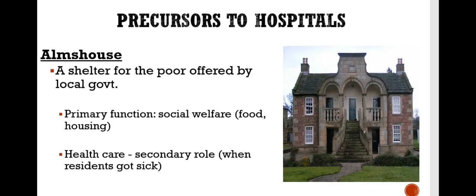So almshouses. So this is one of the precursors to a hospital. Here is actually a picture of an almshouse from Britain. And it's really a shelter for the poor offered by the local government. Primary function, social welfare, again, food, housing. Healthcare was a secondary role.